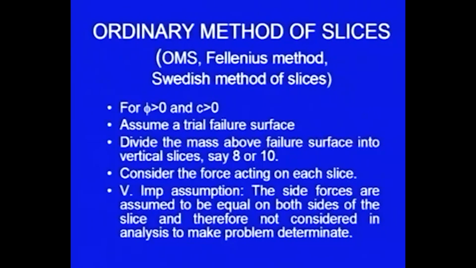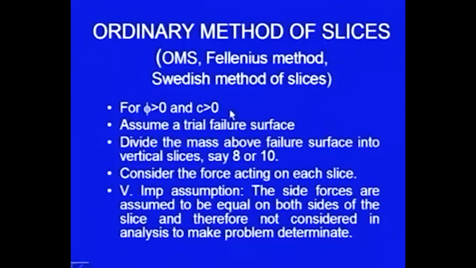So, after the Swedish slip circle method, now let us move on to the next method, which is called the ordinary method of slices. In short, it is written as OMS. It is also called the Fellenius method or Swedish method of slices. In the previous case, we had phi equal to 0, so it was a simple case. Now, it is a little bit more complicated, having a more advanced nature. This is for phi greater than 0 and C also greater than 0.